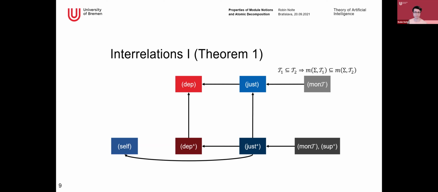And these interrelations might seem not so interesting at first glance or not so impactful, but indeed, for example, locality-based modules, which are the most commonly used module extraction function, are monotonic in the input T-box, and therefore we showed just by these interrelations that they are also justification preserving, which is the first time this has been shown to the best of our knowledge.